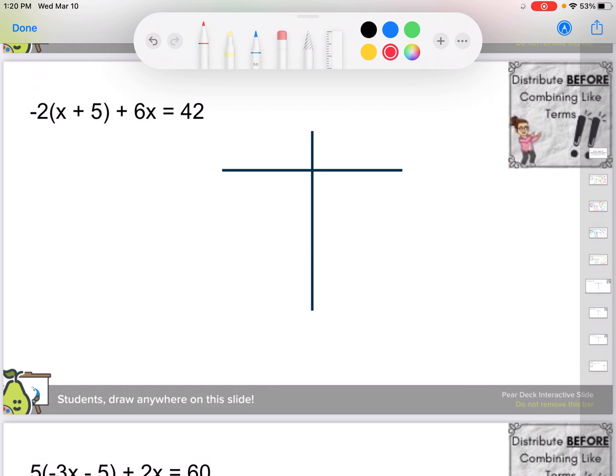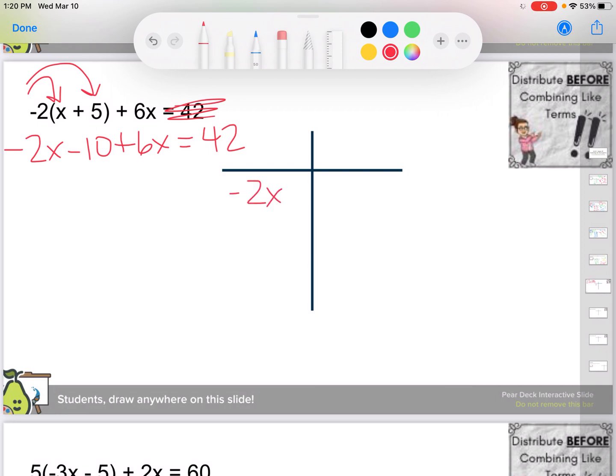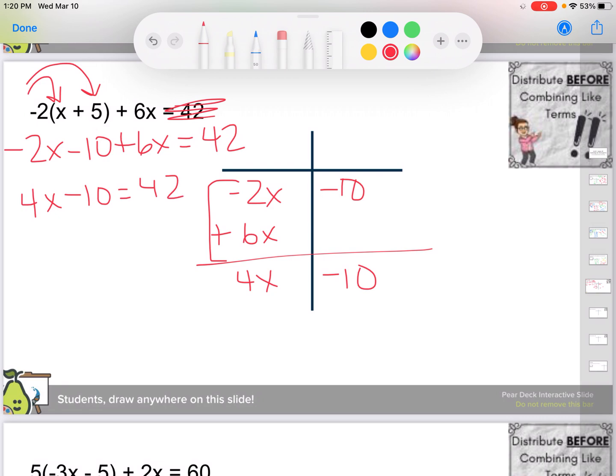All right, so same thing again, just like yesterday. You're going to distribute before you combine like terms. So I have negative 2x, and then a negative 2 times 5 is a positive 10. A negative 10, I'm sorry. Plus 6x. So I don't do anything with this 42 yet. When I put it into my table, I'm not going to do anything with it. So minus 2x minus 10 plus 6x. So I'm left with 4x minus 10. And it's 4 because the signs are different. So 4x minus 10 equals 42.